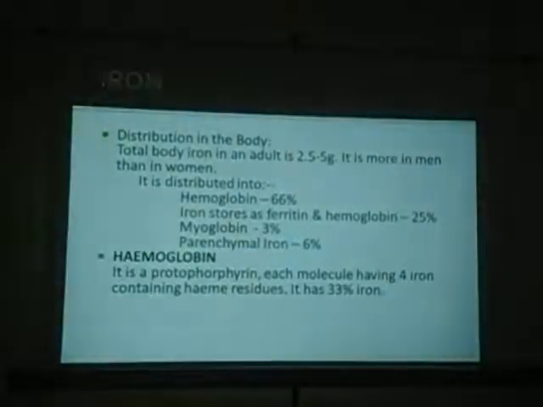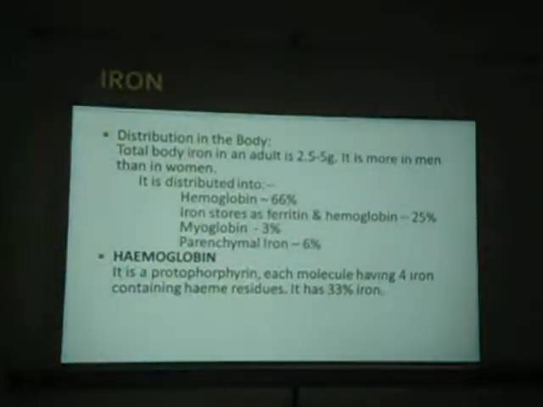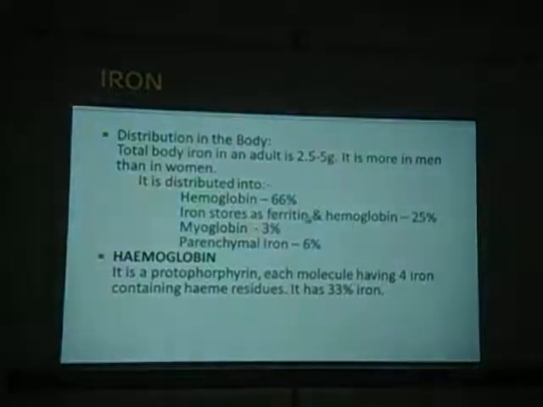Iron is important? Yes. Can you remember some iron containing foods? Mainly non-vegetarian foods, along with fruits, jaggery, dry fruits. So many sources are there. Total body iron in an adult is just 2.5 to 5 grams, more in men. Hemoglobin, where it is primarily distributed, holds 66%.